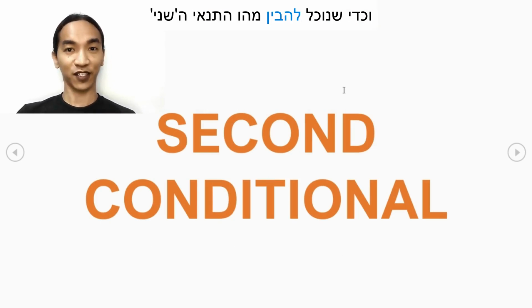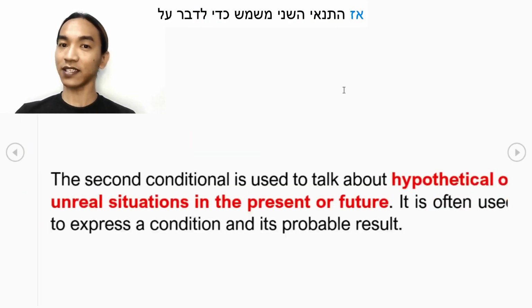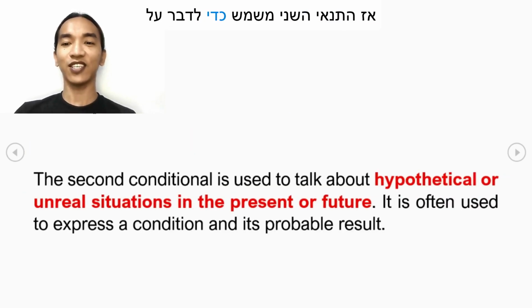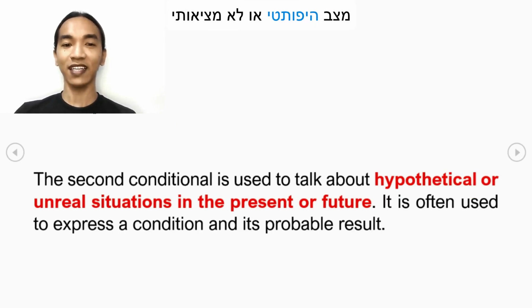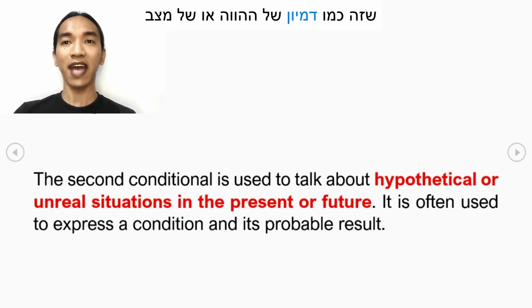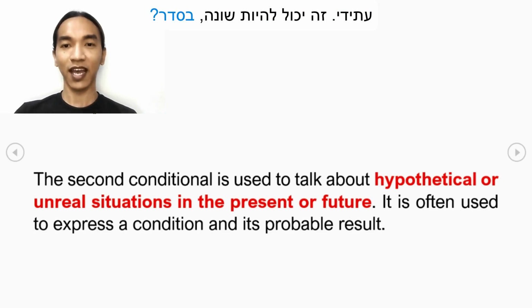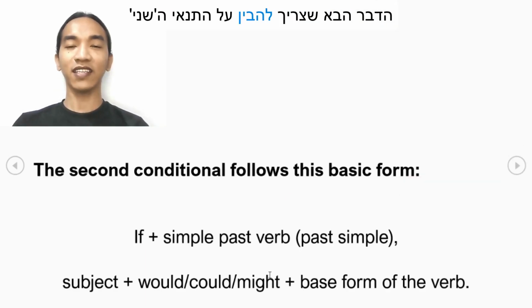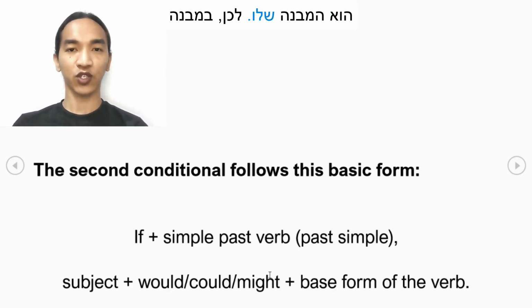So, for us to understand what the second conditional is, let's define it first. The second conditional is used to talk about hypothetical or unreal situations in the present or future. So, always remember it is about an imagination of a present or a future situation that it could be different. Okay? So the next thing that we have to understand about the second conditional is its structure.